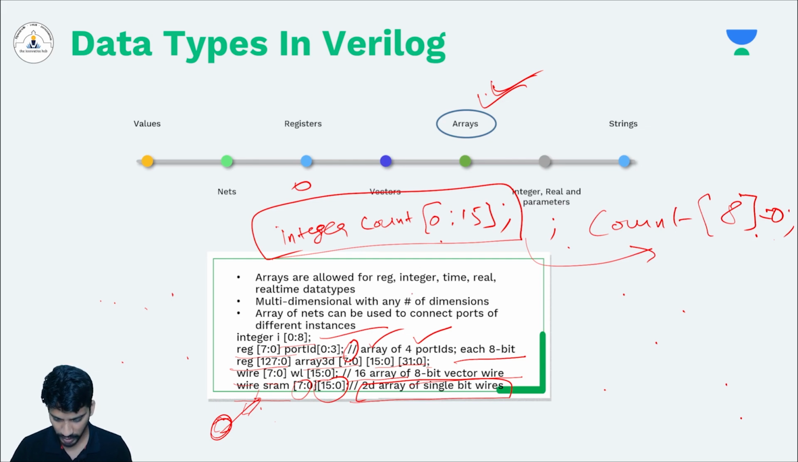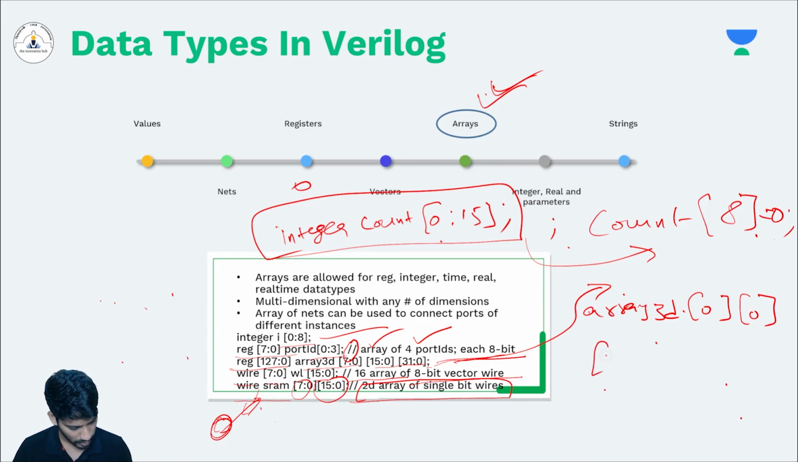Next, you can do a 3-dimensional array assignment, like this. Array 3D of 0th dimension of 0 of 0 of, let's take, I want to assign 7 down to 0 is equal to 0. What this means is it will clear the 8 bits of the register that is accessed at the 0 position.